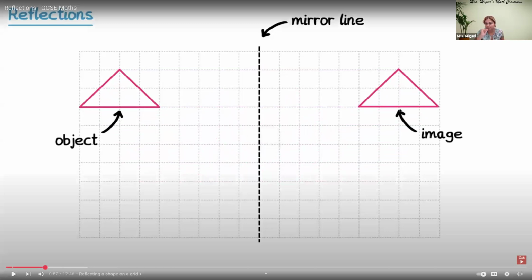So let me pause there a little bit. And I want you to take note of the number of spaces the object is in front of the mirror. So we have 1 block, 2, 3, 4, 5. Now, my image is going to be reflected 1, 2, 3, 4, 5. That is where they got the mirror line. So the distance from the object to the mirror line is the same distance from the image to the mirror line. And I want you to remember that.